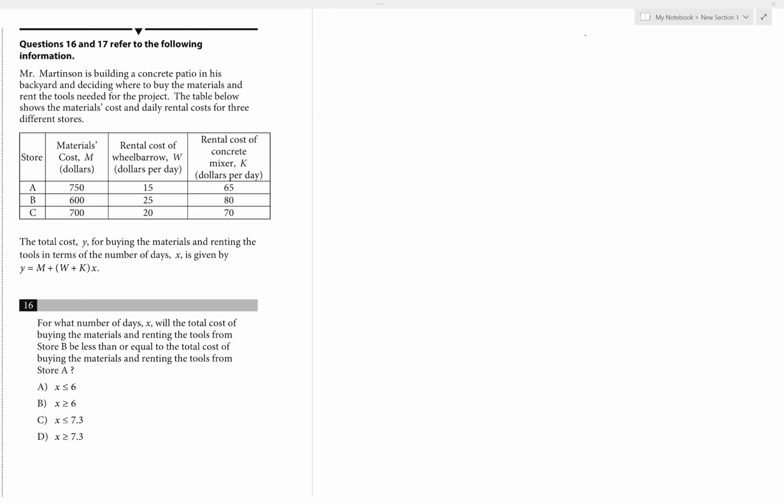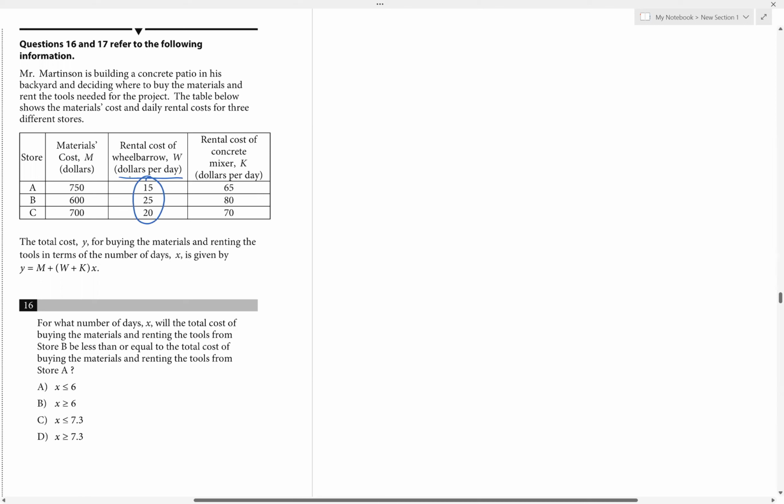Question 16. Mr. Martinson is building a concrete patio in his backyard and deciding where to buy the materials and rental tools needed for the project. The table below shows the materials costs and daily rental costs for 3 different stores. Okay, that's stores A, B, C, and this is the materials cost, and then we have the rental cost for the wheelbarrow, W.